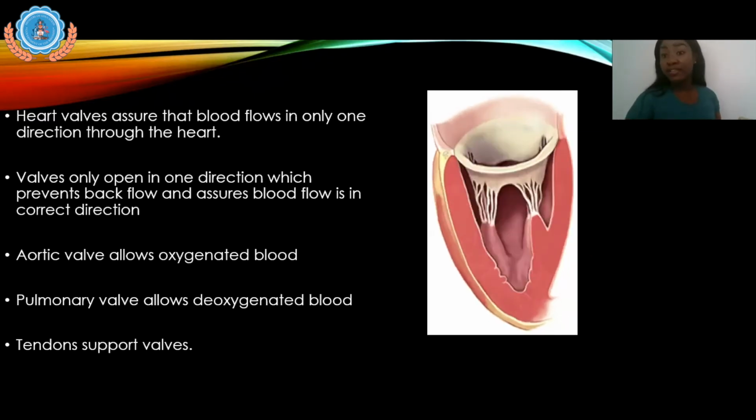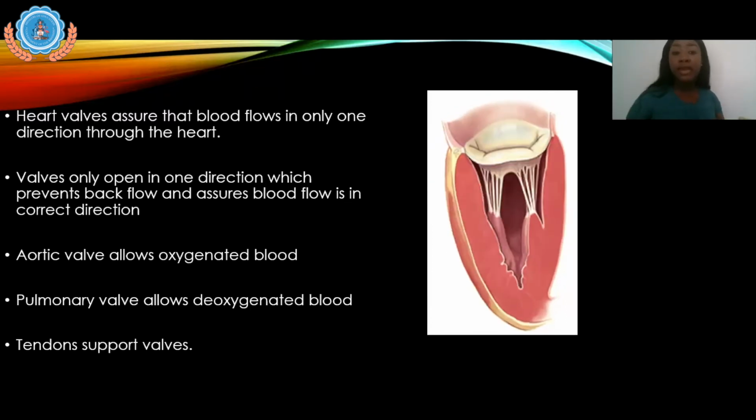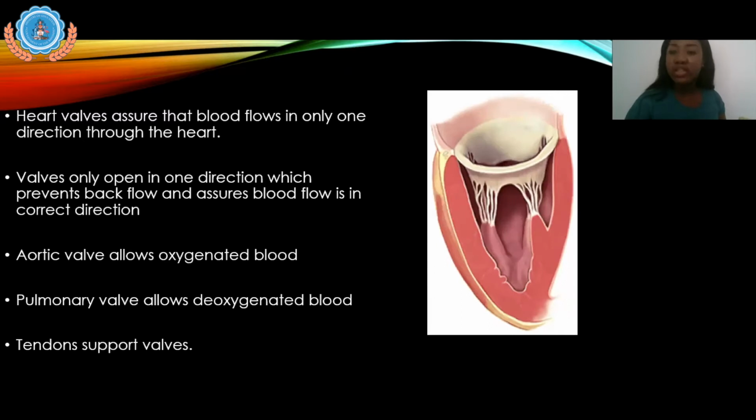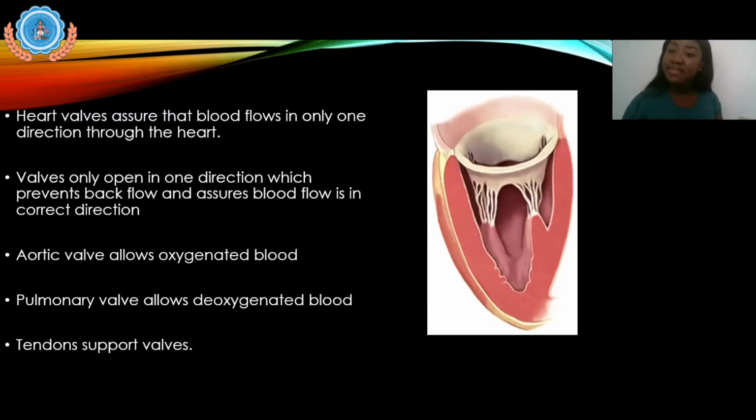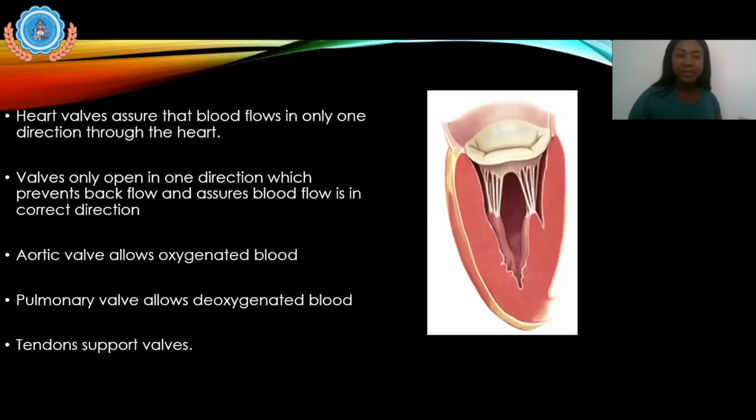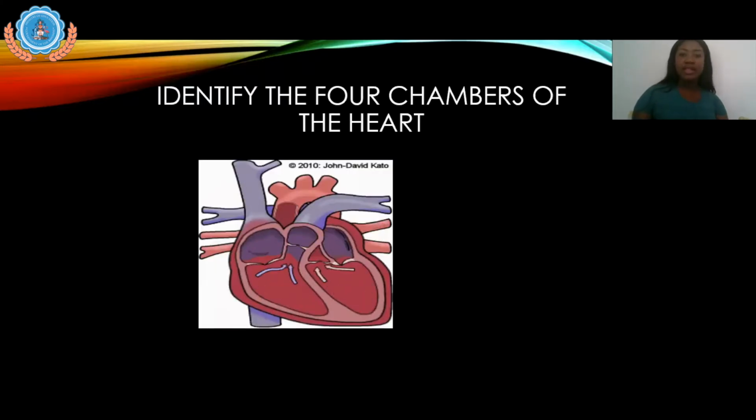So the aortic valve allows oxygenated blood to pass through it. The pulmonary valve allows deoxygenated blood to pass through it. And again, the tendons support the valves. So let's identify the four chambers of the heart.